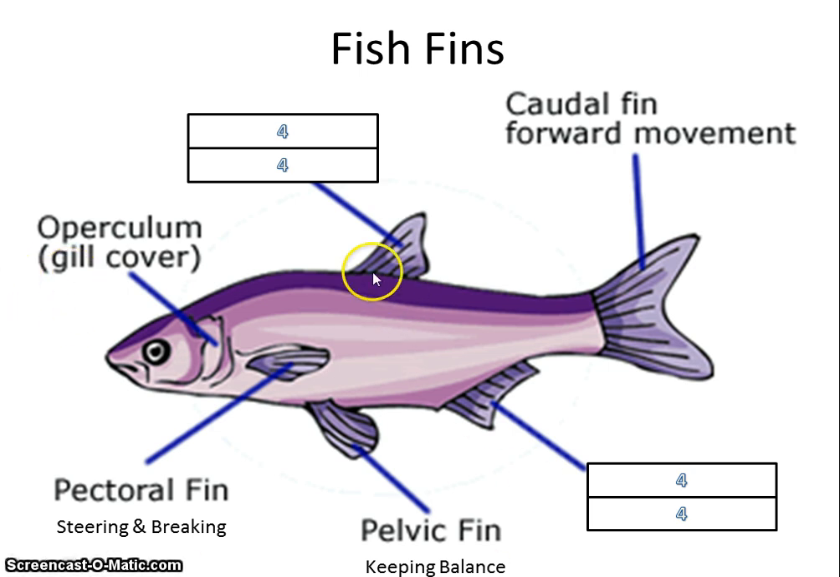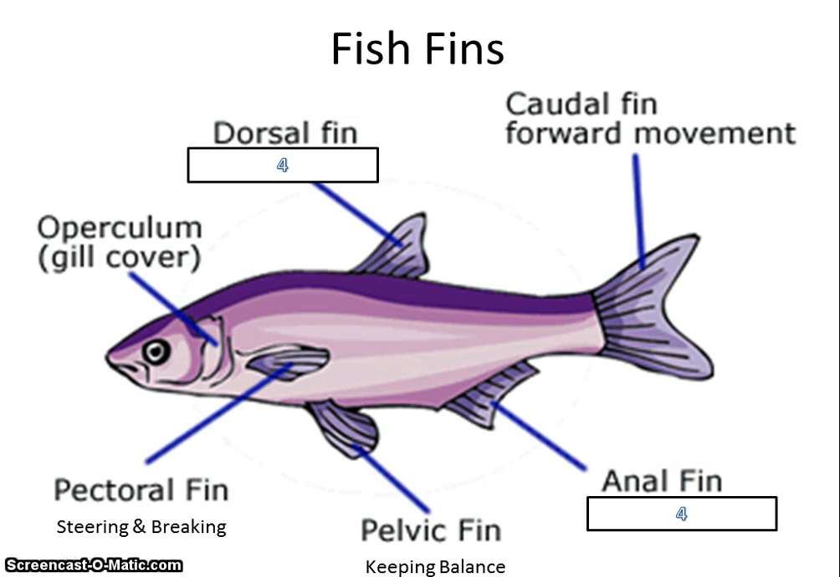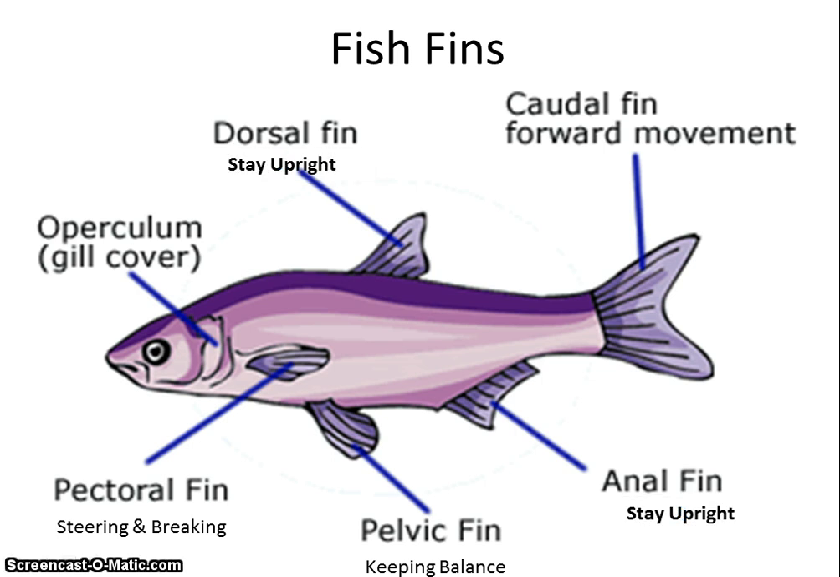Then these last two fins, the dorsal and the anal fin. The dorsal fin, dorsal being back, is the fin that's made famous in Jaws, and the anal fin is named because it's by the fish's anus. Both do functionally the same thing. They both help the fish stay upright in the water. What's the difference between keeping balance and staying upright?